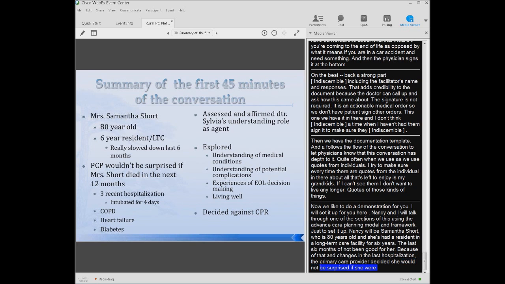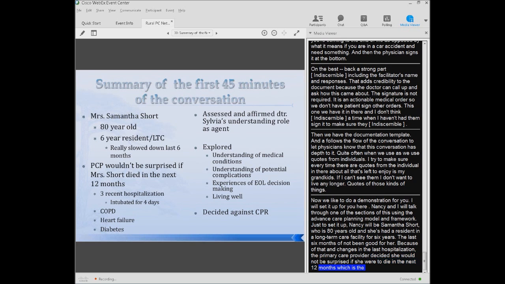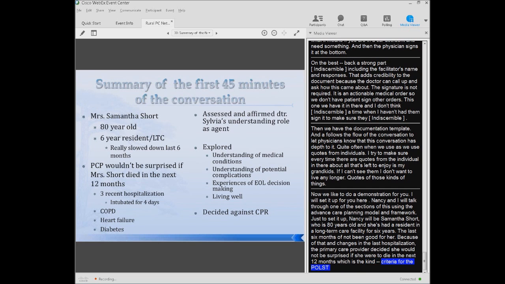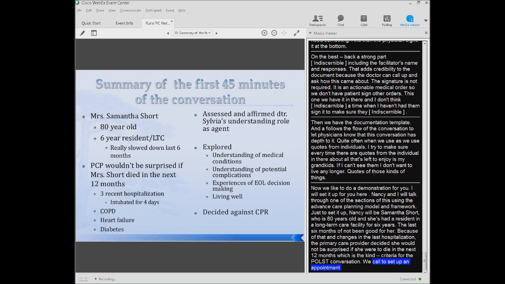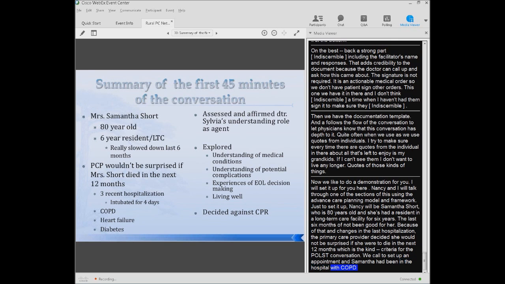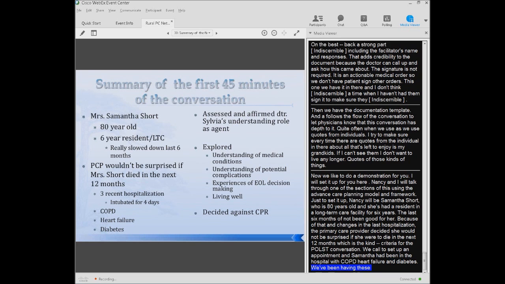And then he called up and set up an appointment. Samantha has been in the hospital a lot, COPD, heart failure, diabetes. And so we've been having these conversations. We'll pick it up after 45 minutes of the conversation. So we've talked about who an agent is. Her daughter, of course, was picked out before we started, and she was the one that she wanted to make a decision.